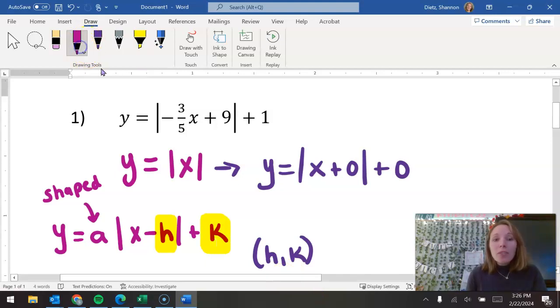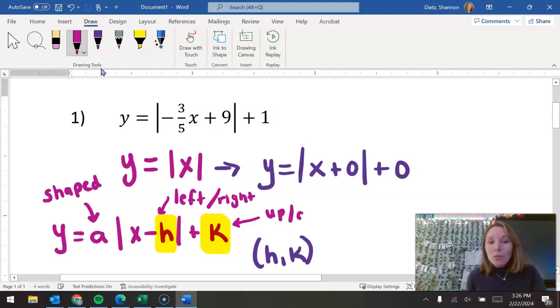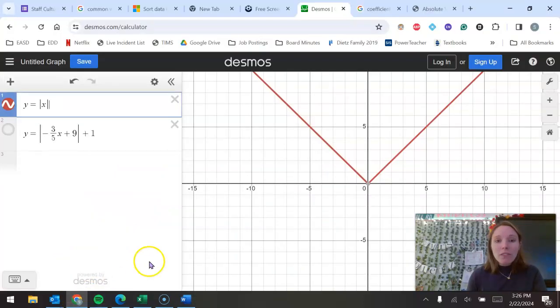Okay? The number that you have on the inside here, this is going to tell you how your graph is going to shift left or right. And this number on the outside is going to tell you how your graph shifts up or down. Okay. Now, depending on the numbers and the signs, it's going to tell you which direction out of the two that it's going. Okay. So you can see when we look back at our parent function here, it's not shifting left or right at all or up or down. It's starting directly at the origin.